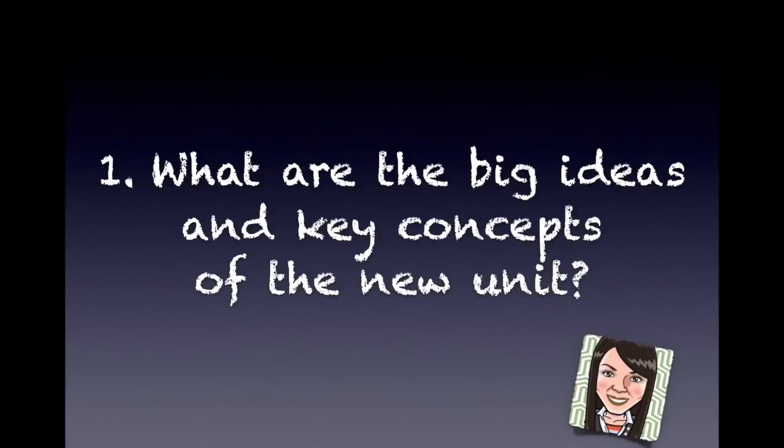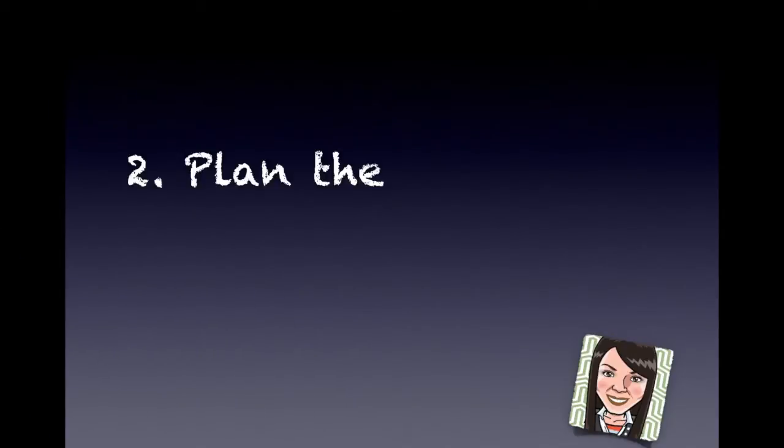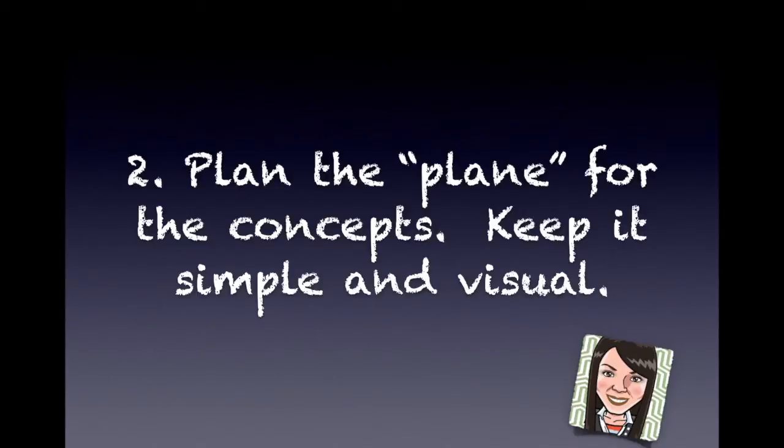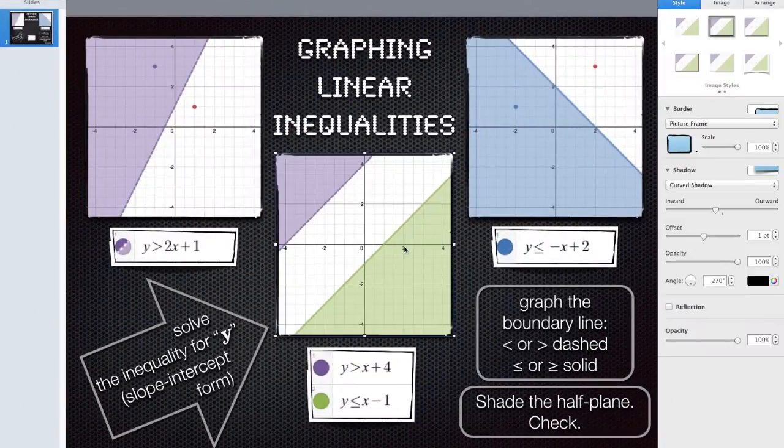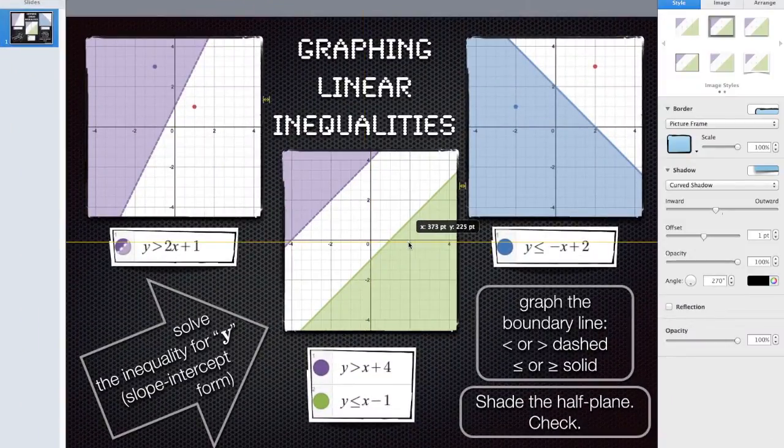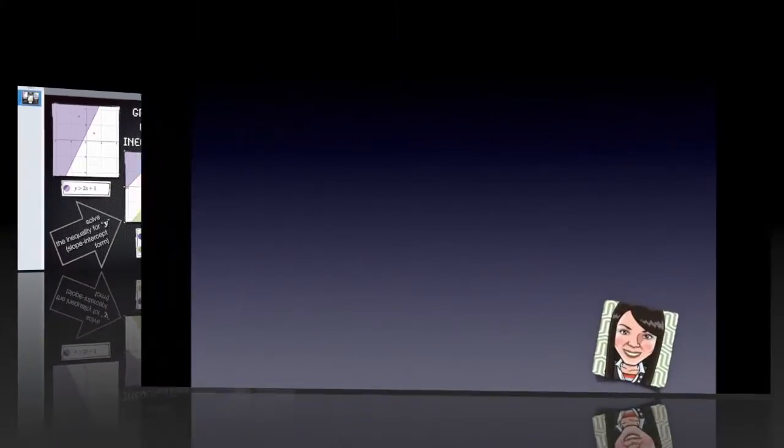Before you start, identify the big ideas and key concepts of the new unit. Then plan a visual plane for these concepts. This serves as the image you'll upload to the ThingLink website, and this is where your hyperlinks will live. I like using Keynote to design a slide with relevant visuals.